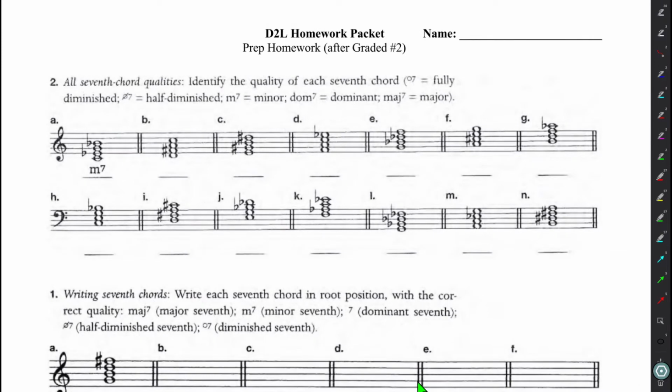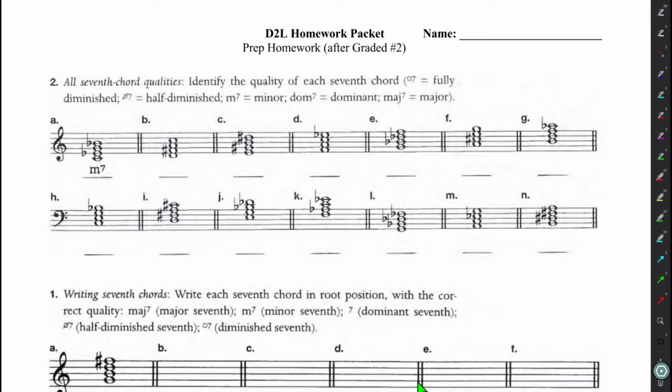So this is the prep homework after graded 2. This is dealing with 7th chords. So in this one, all 7th chord qualities. Identify the quality of each 7th chord, that's the type, whether it's fully diminished, half diminished, a minor 7th, a 7th, or a major 7th.